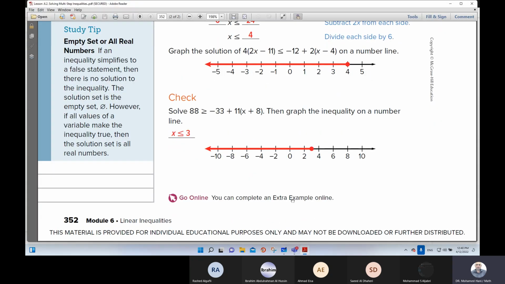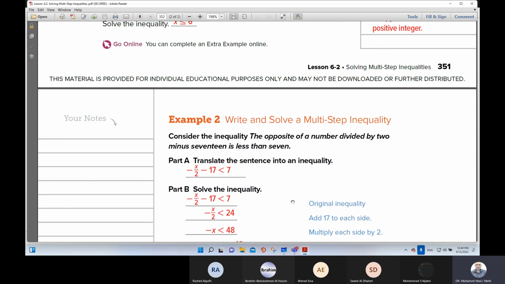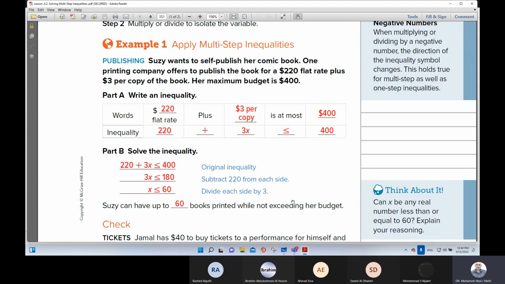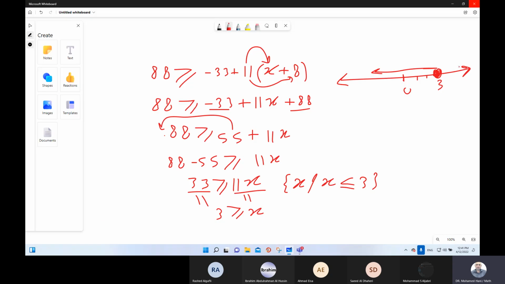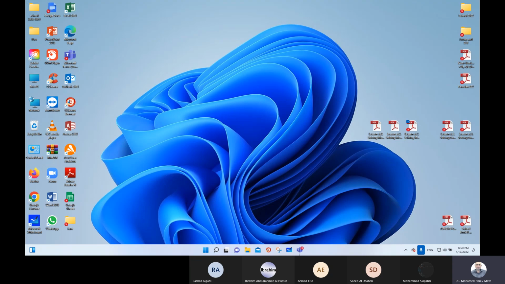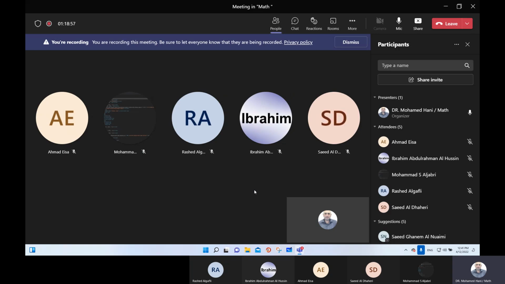Right. This is the second lesson. Who has any question about these ideas? Are all ideas clear for all? Okay. I will send you homework. So I want from all, please, to solve it and send it to me again in Teams.